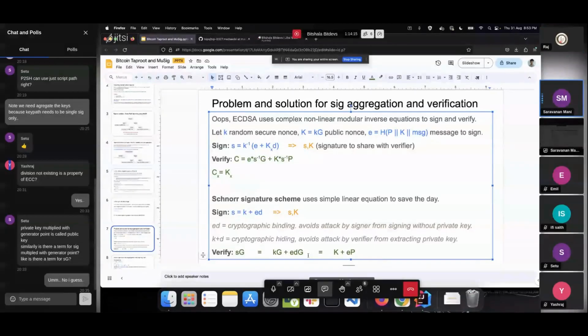We need to be very clear about this equation to move forward. So if you have any questions around it, please go ahead. It's very important to understand this equation, or at least to memorize it. I think it's much simpler than the ECDSA equation.